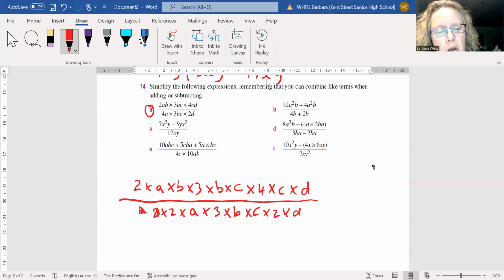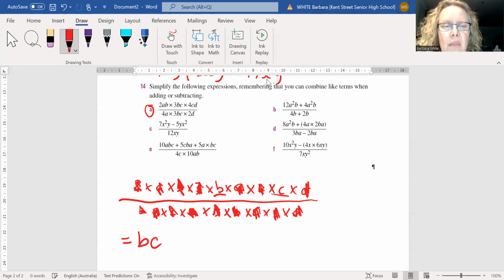Now, what can I cross off? I can cross off a 2. I can cross off an A. I can cross off a 3 and a B and a C. Oh, I wrote 4 there. That's 2 times 2. So I can cross off a 4 there and 2 2s down there and a D there and a D there. And we're left with B, C over 1. And there it is, simplified. Or we could have probably done that a little bit more easily. We could have just got rid of the 4s, got rid of the 2s, got rid of the A's, got rid of the D's, and you're left with a B and a C.